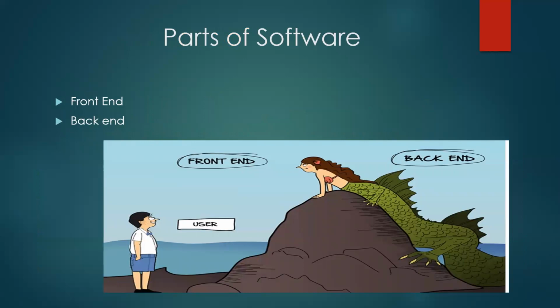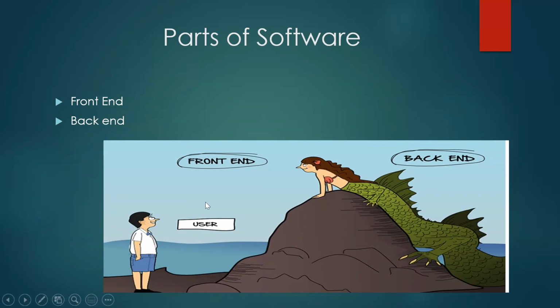We will talk about the parts of software. There are two parts of software, that is front end and back end. We can understand the front end and back end clearly with this picture. The boy standing here is the user. There is one creature here. The upper part is like a girl, very much decorated, and the lower part is some snake kind of thing.